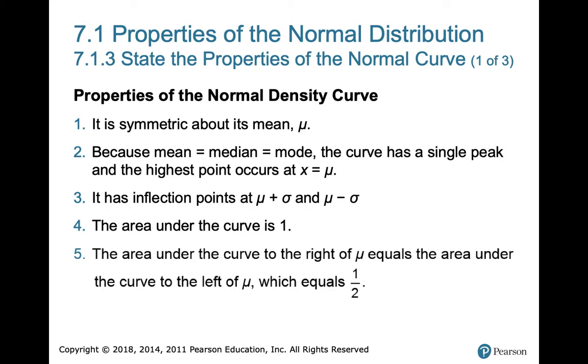So here are some properties of the normal density curve. It is symmetric about its mean. The mean, median, and mode should all be the same, so it's going to have one single peak, and that's going to happen at the mean. It has inflection points one standard deviation away on each side. The total area underneath the curve is 1. And because it's completely symmetrical, the area to each side of the mean equals 1/2.